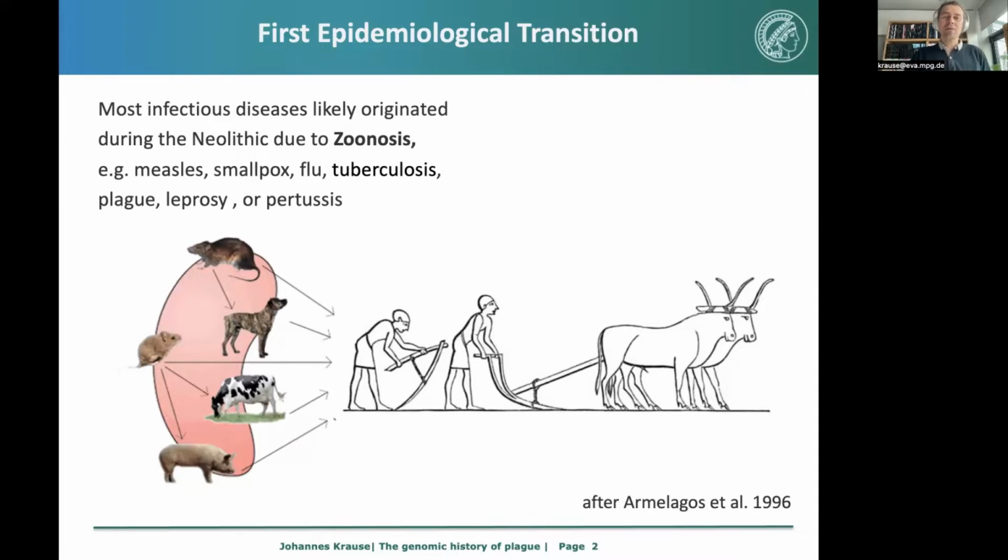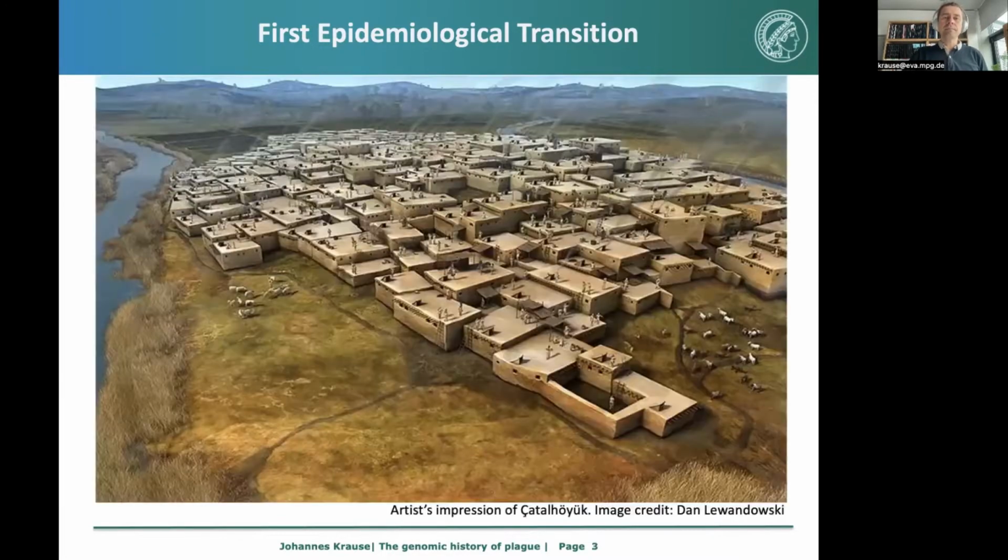I guess MERS was from camels, but there are many other pathogens that we're pretty sure emerged from animals, and many of them probably early on when we started to domesticate and interact very closely with those animals. There are a few examples here: measles, smallpox, flu, tuberculosis, plague, leprosy, pertussis are all examples where people have suggested that they came from our domestic animals into the human population. And of course, part of the transition is also the sedentary lifestyle.